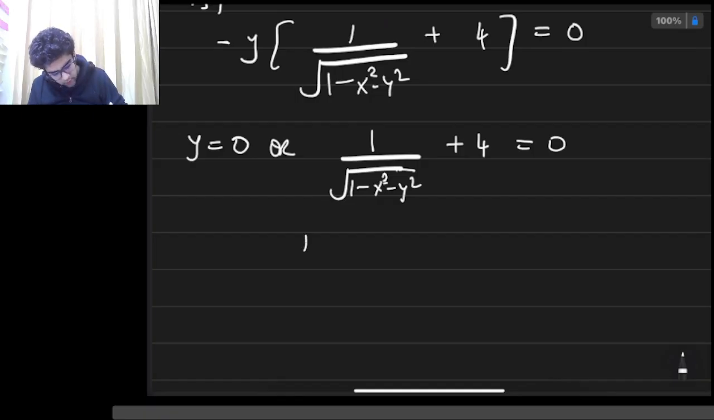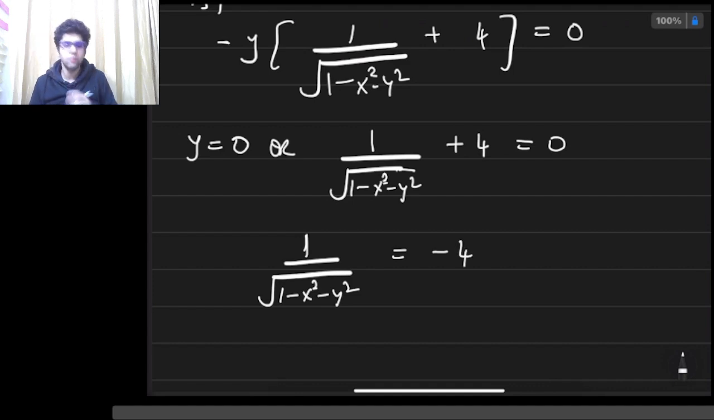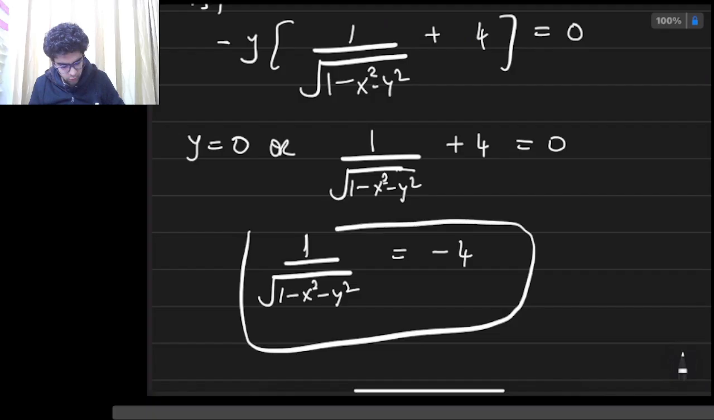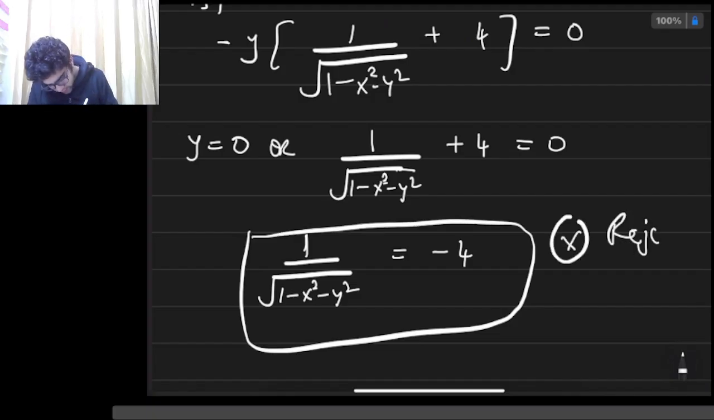This means that 1 upon, if I just take 4 to the RHS, 1 upon root of 1 minus x square minus y square is equal to minus 4. But is it possible? Is this expression possible? No. We'll reject this. This is rejected.